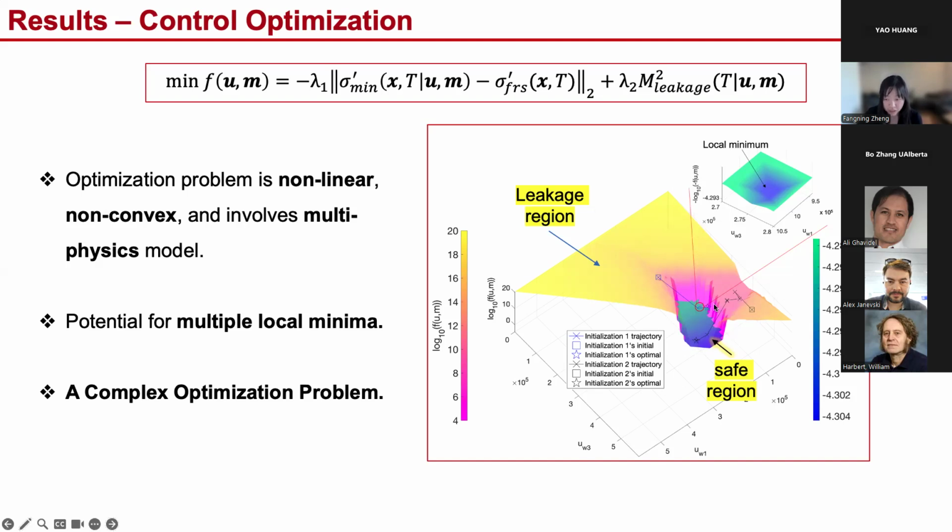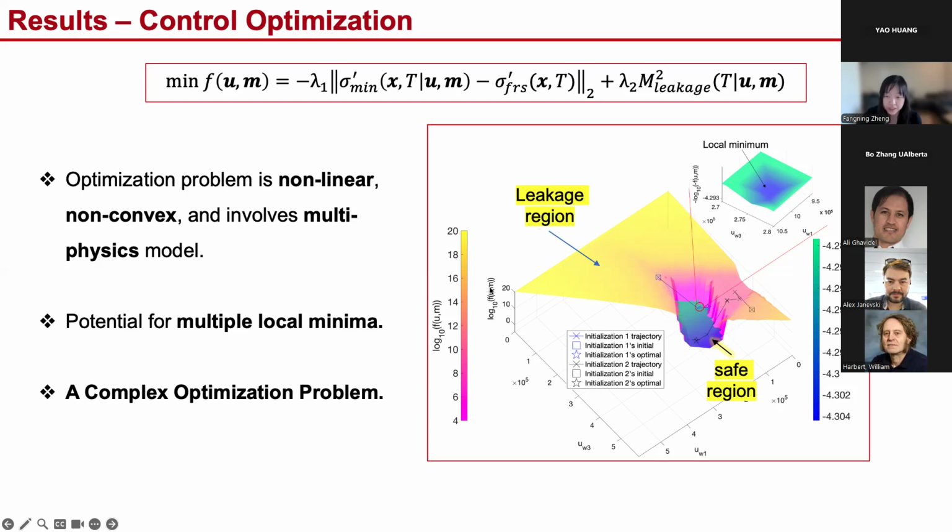And then what you can see here is our objective function. If a leakage happens, this term will be activated and goes to a very large value. And this value is pretty much represented by the yellow region.